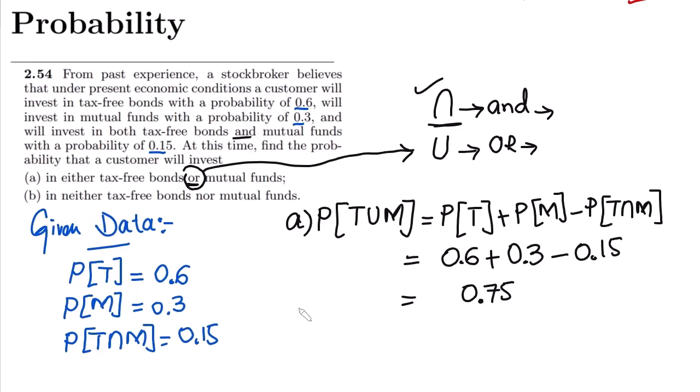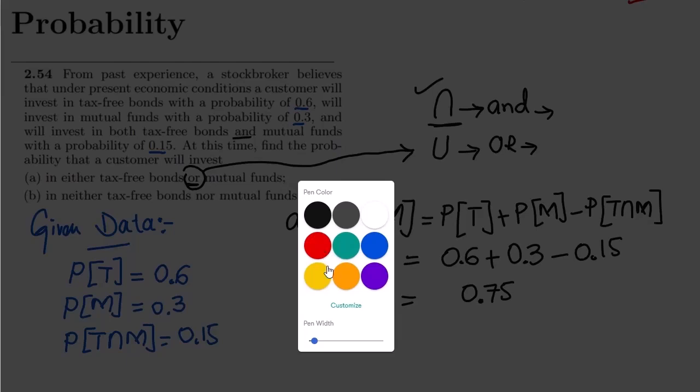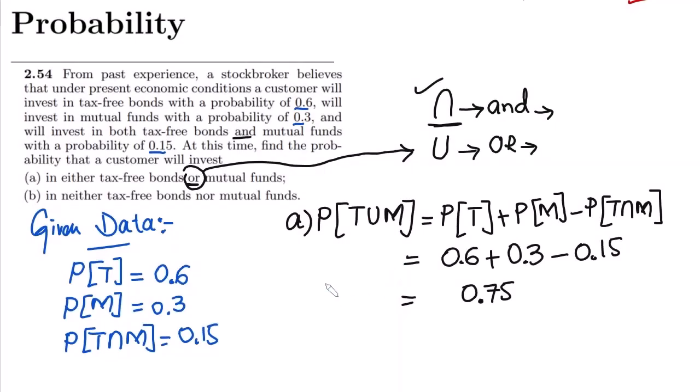So that is the answer of part A. This is the probability of T or M, and that is what we have here, the solution.